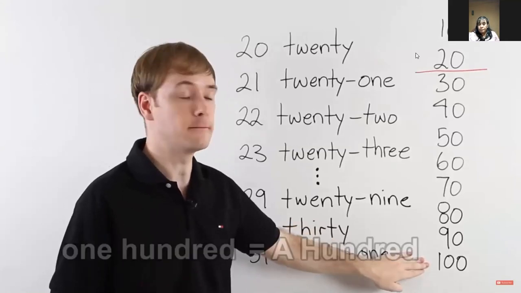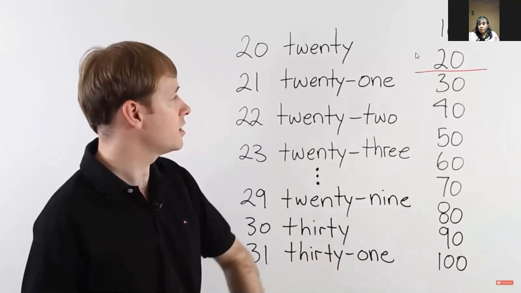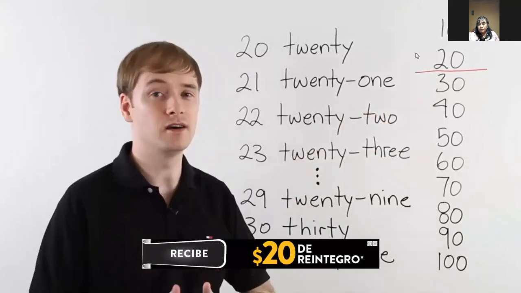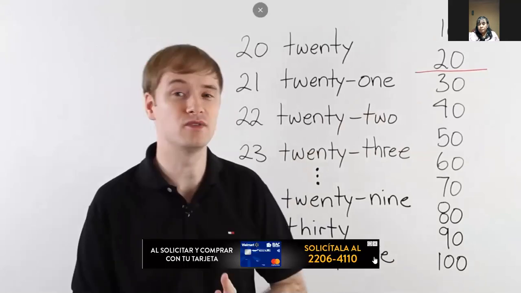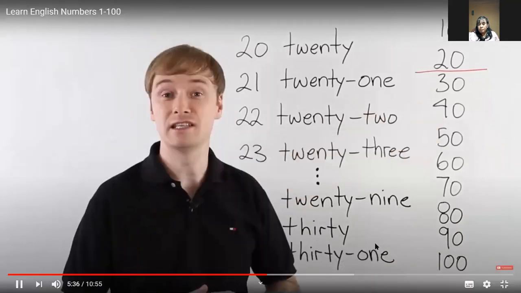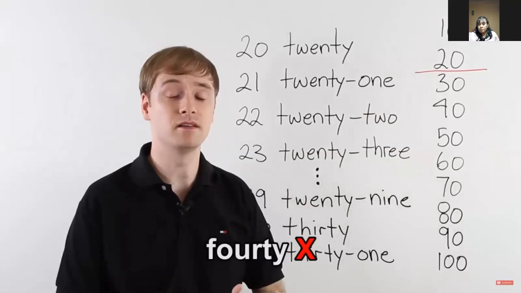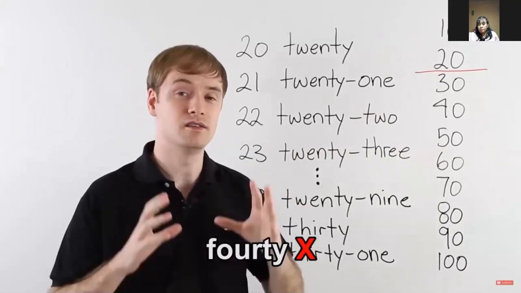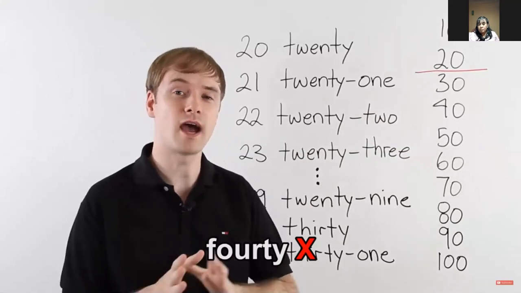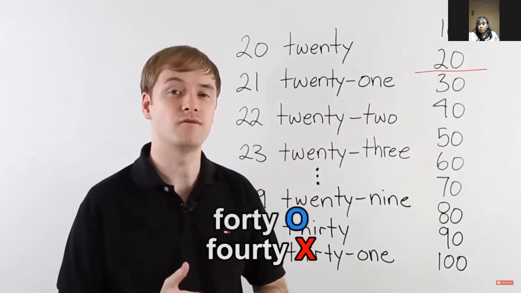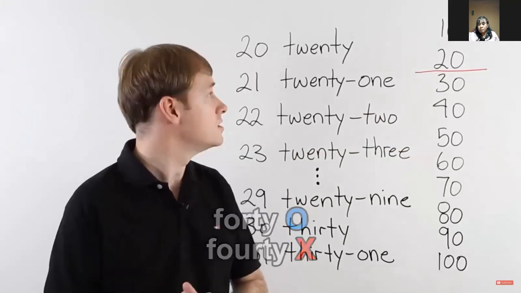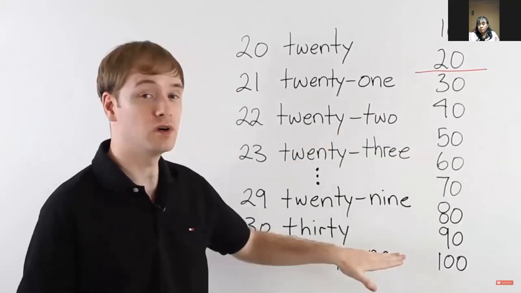Both are okay. I want to talk about 40 again. Now, the spelling of 40, a lot of my students see the 4. So when they spell 40, they spell it F-O-U-R-T-Y. This is wrong, okay? You have to spell it F-O-R-T-Y. That's 40, all right? So that's the numbers from 20 to 100.